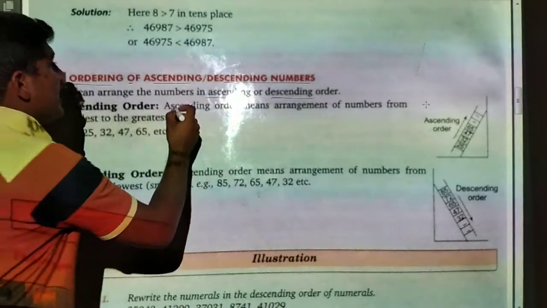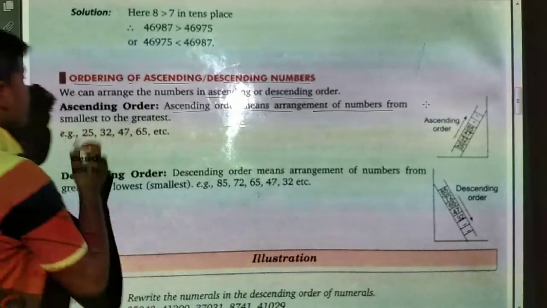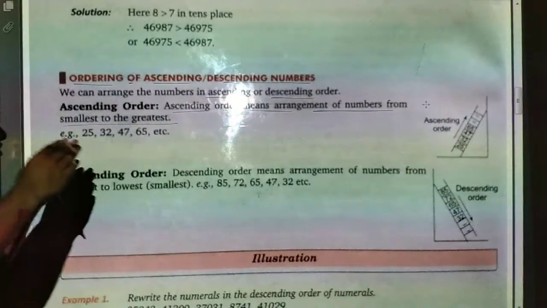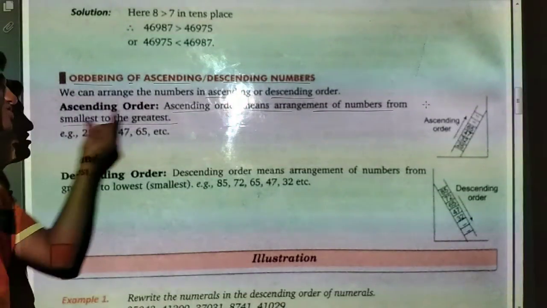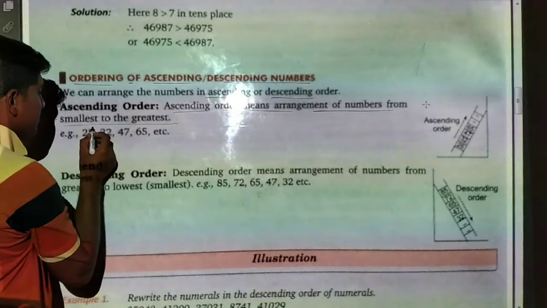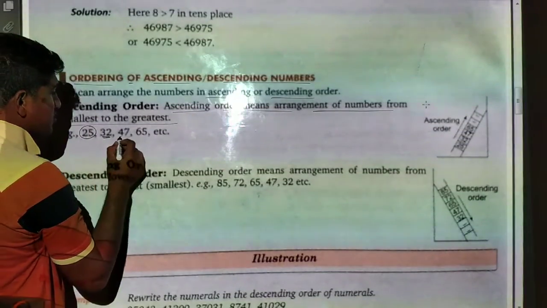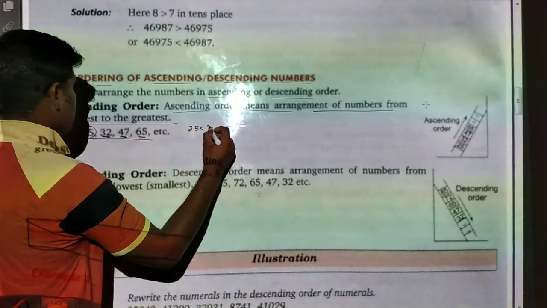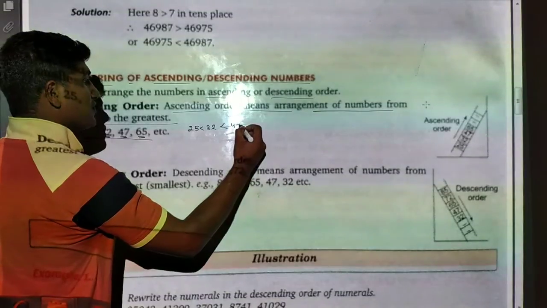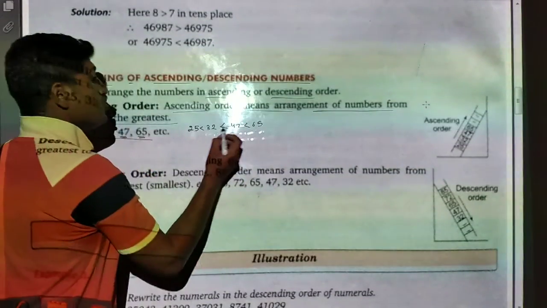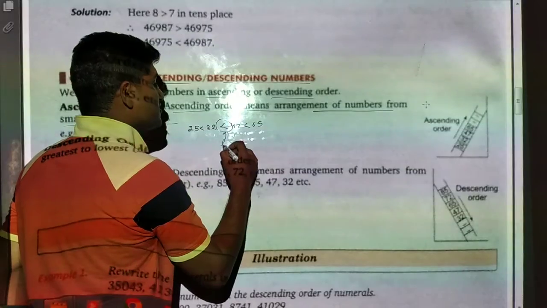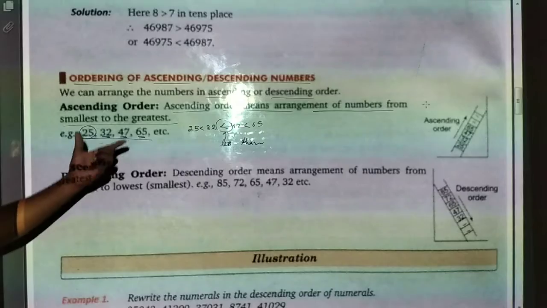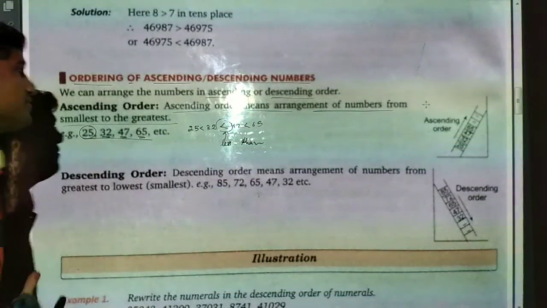Ascending order means arrangement of numbers from smallest to greatest. So in ascending order, we will arrange the numbers from the smallest number to the greatest number. See the example: 25, 32, 47, 65. So 25 is less than 32, less than 47, less than 65. We also know that this is the symbol of less than. In this way we will write ascending numbers.